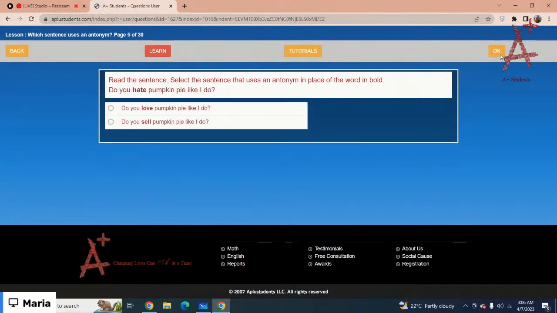Okay, the next one is, do you hate pumpkin pie like I do? Hate and love are the antonyms. So it would be, do you love pumpkin pie like I do? This first option is the correct one. Got it?